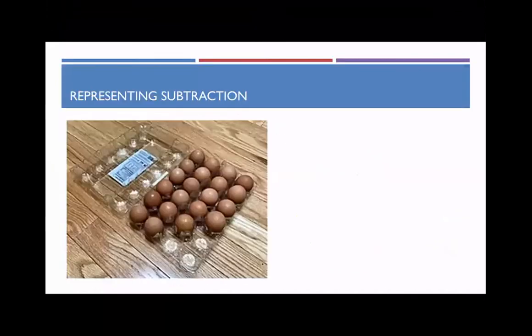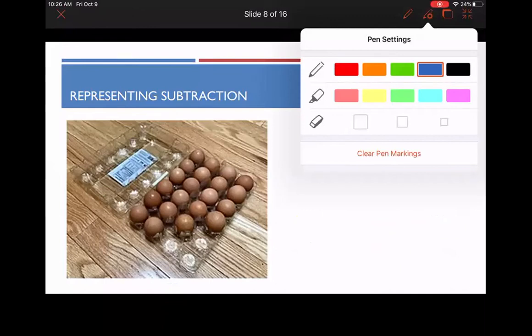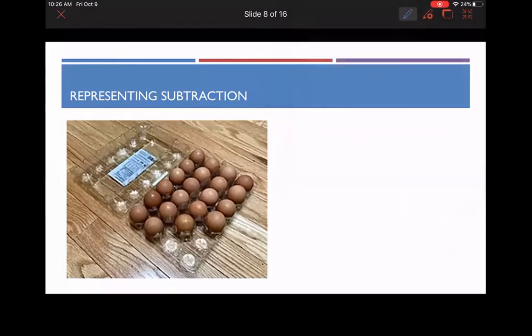So let's look at this set of eggs. I'll keep blue. And look, we immediately might see an array now that we're used to that: 4 by 6. But you can see that there are also these 3 missing. So you can see this as 24 minus 3. 3 are missing. Or this idea of take away.